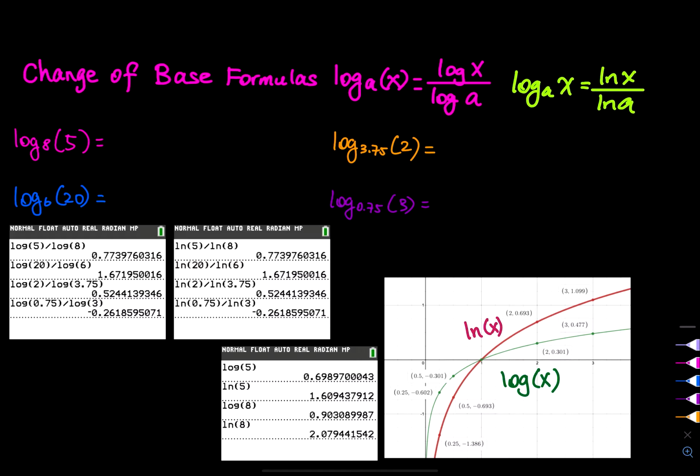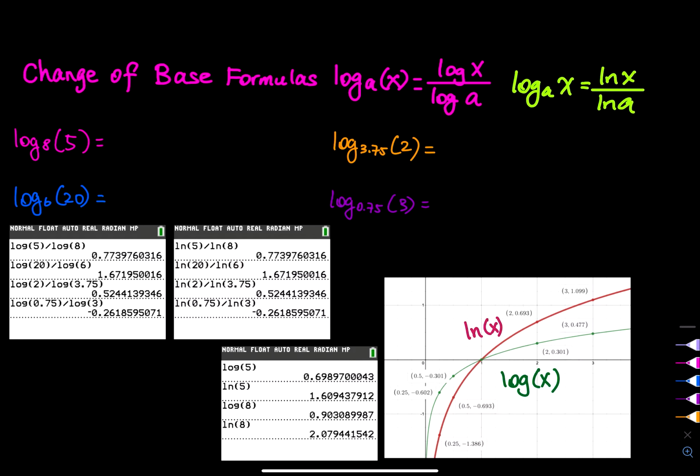We will be using the change of base formula, which is log base a of x equals log of x divided by log of a. So when you take log of x divided by log of a, now you don't need the base anymore. But where is the base? This is base a, so we mention the base a in here. And for ln, that would be ln x divided by ln a.